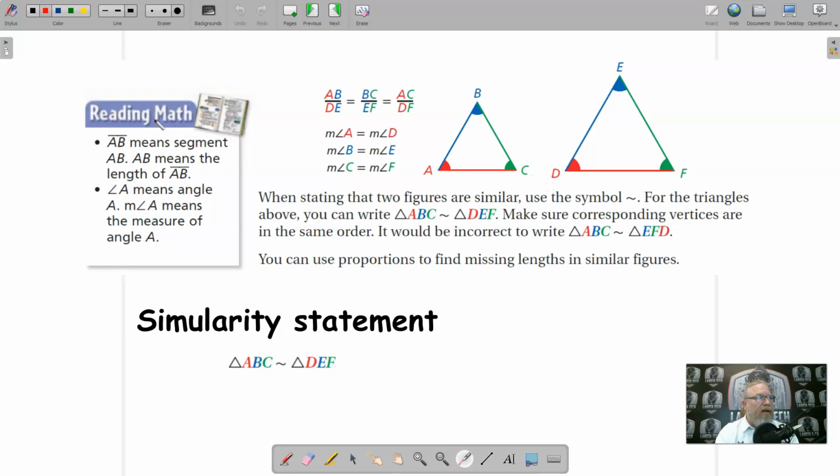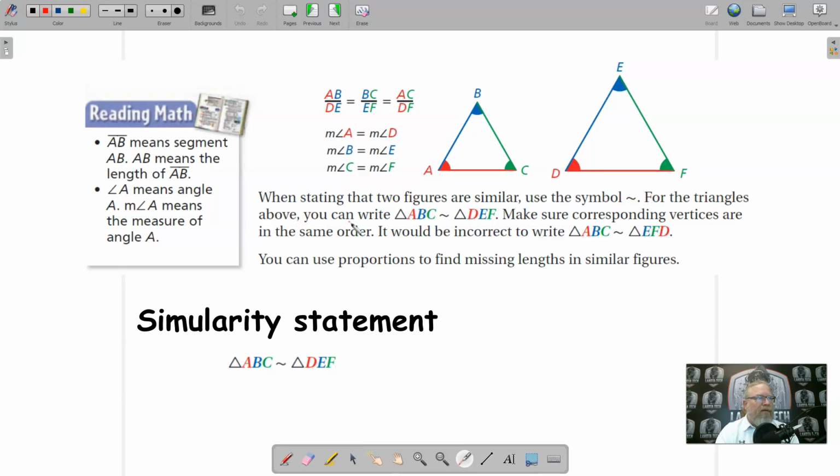So now that we've got the reading math, we understand that two letters such as AB and DE without a line over them, we're actually talking about the length of the line. And if we have an M in front of the angle, then we're talking about an actual numerical value, the measurement of that angle. So in stating that two figures are similar, use the symbol, and this symbol here is called a tilde. It sits on the upper left side of the keyboard, just above the tab button on the left side of the keyboard.